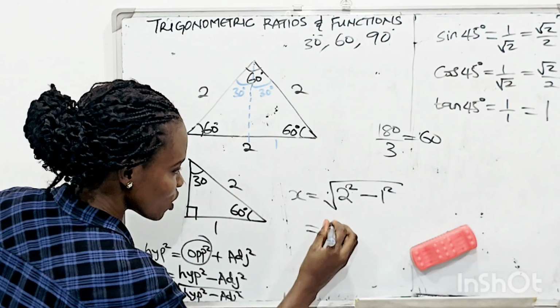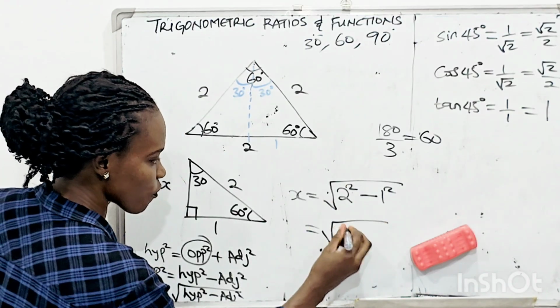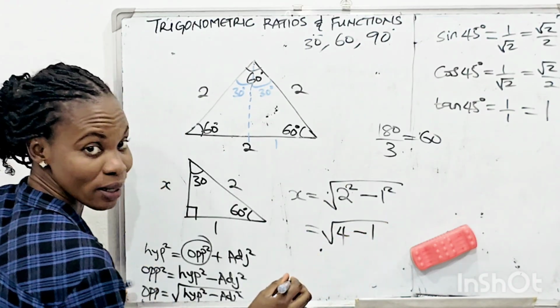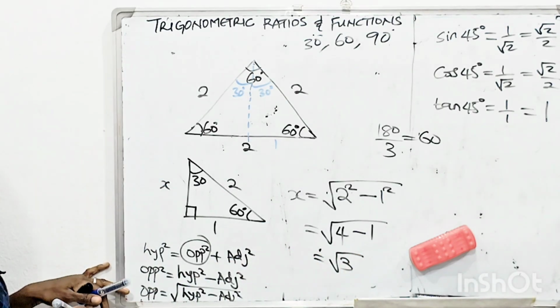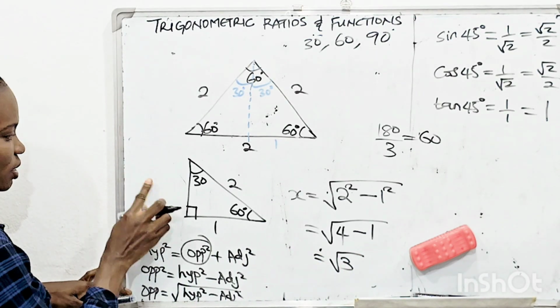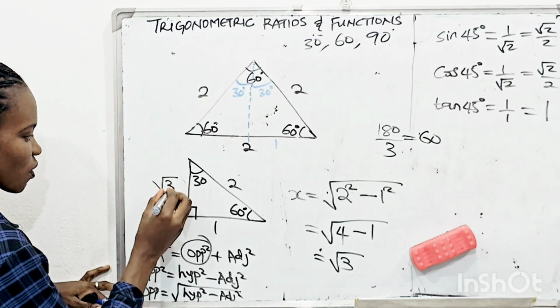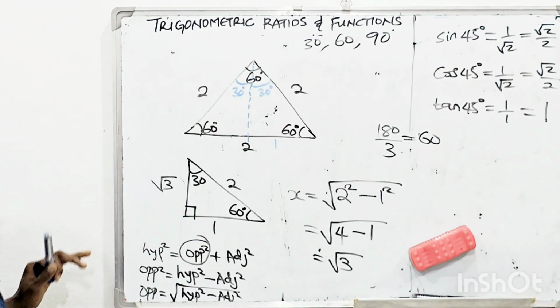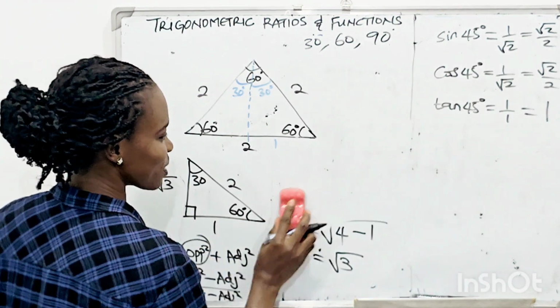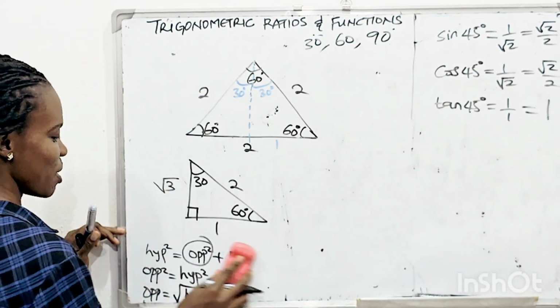So 2 squared is 4, minus 1. 4 minus 1 gives me what? 3. So I have root of 3. So here is equal to square root of 3. So I've gotten the whole side. So can we now find our sine, cos, and tan?